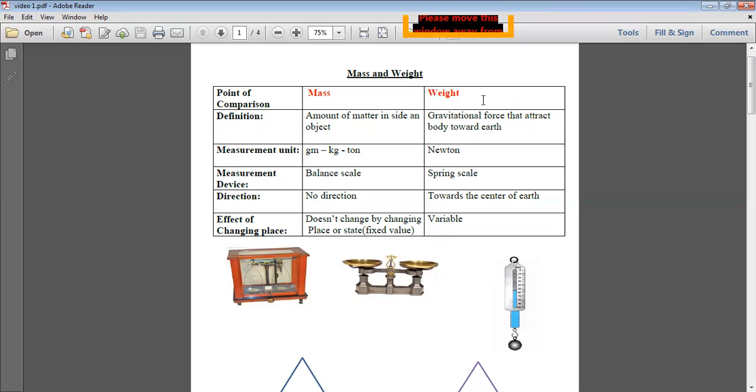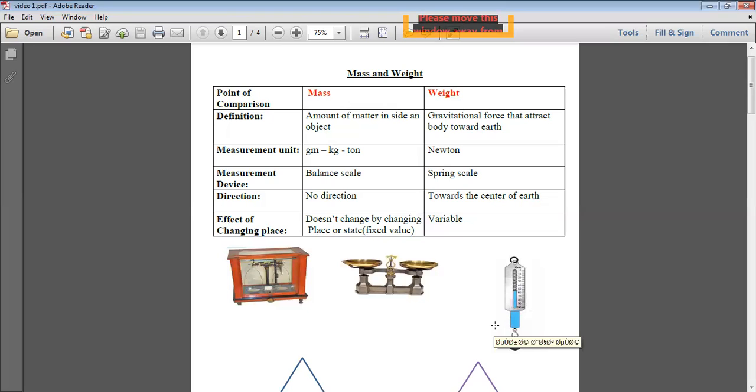Now, weight. Weight is the gravitational force that attracts a body toward Earth. But what is the unit? The unit is Newton, after the scientist. What is the measurement device for the weight? It is the spring scale, right? The direction: since it attracts us towards the Earth, the direction of the weight is towards the center of the Earth. Does the weight change by changing place?